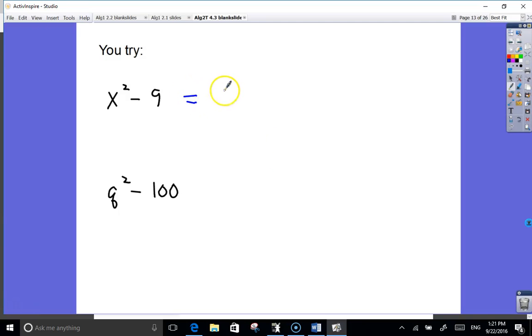So is this right? What's wrong with that? It should be 3 and negative 3. I see that mistake a lot. Okay? Remember, it's the square root of 9. And you could always figure that out for yourself.